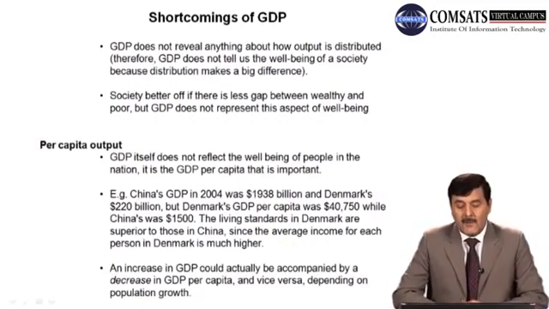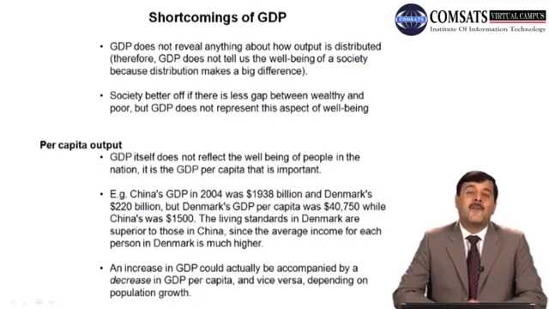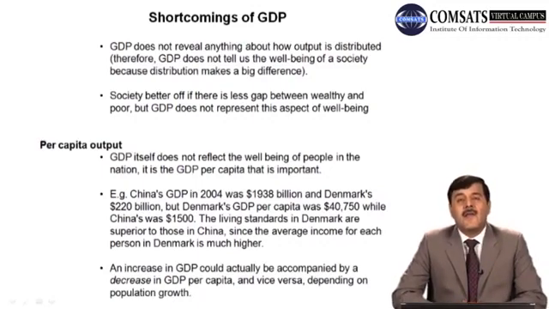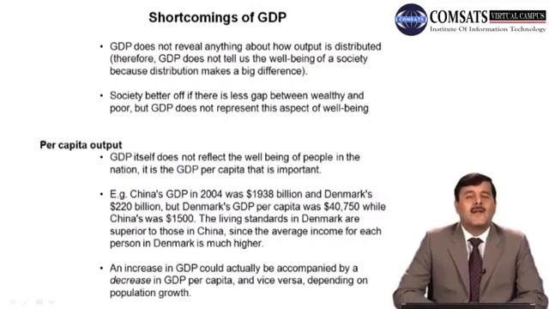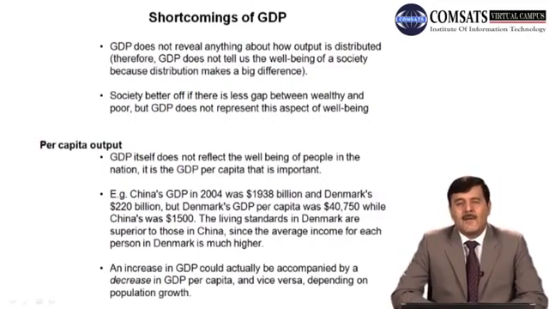Now, an increase in GDP could actually be accompanied by a decrease in GDP per capita and vice versa, depending on the population growth. तो अब इसके पीछे फैक्टर क्या हो सकता है कि एज यू नो दैट कि हम GDP पर कैपिटा कैसे निकालते हैं.